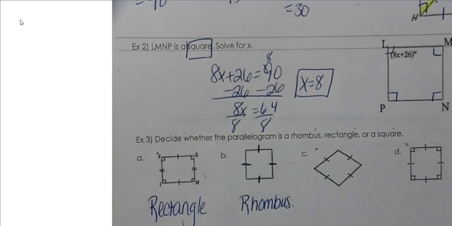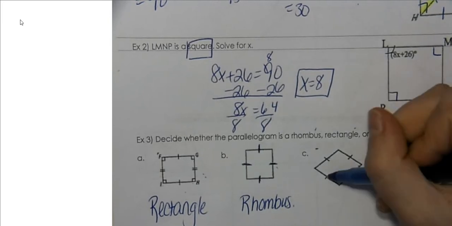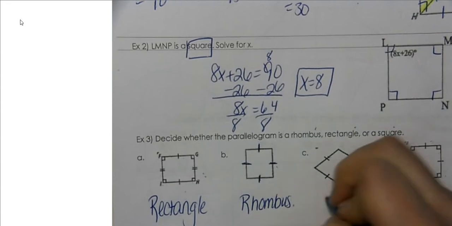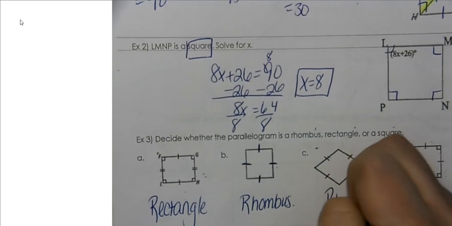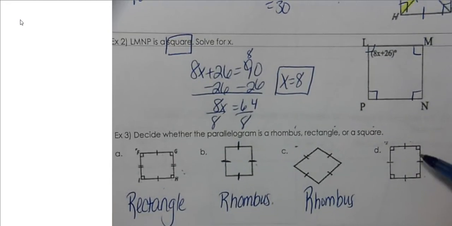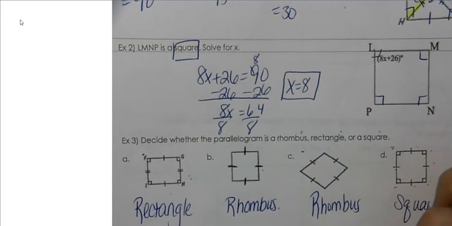rhombus. Even though it looks like a square, we do not know for a fact that the angles are right angles. Letter C is the same exact story. We have 4 sides that are congruent and we have no information about the angles. Therefore, we can only conclude that letter C is a rhombus. And finally, we do know that all sides are congruent. We know that all 4 angles are right angles. Therefore, the most specific name that we can give is that this shape is a square.